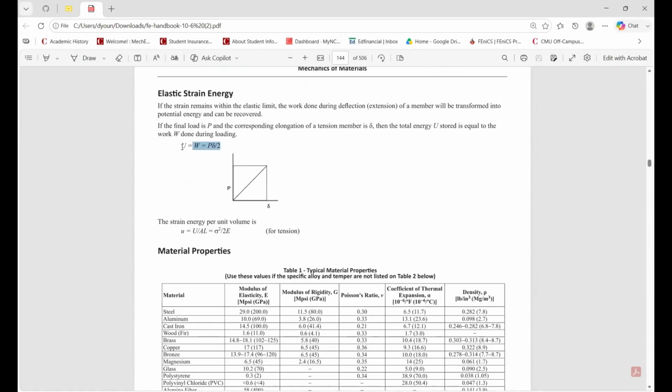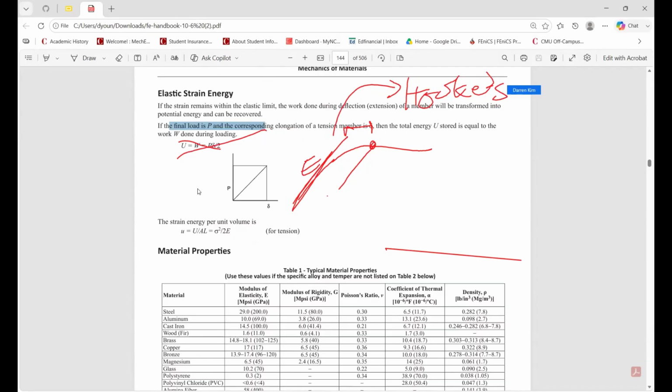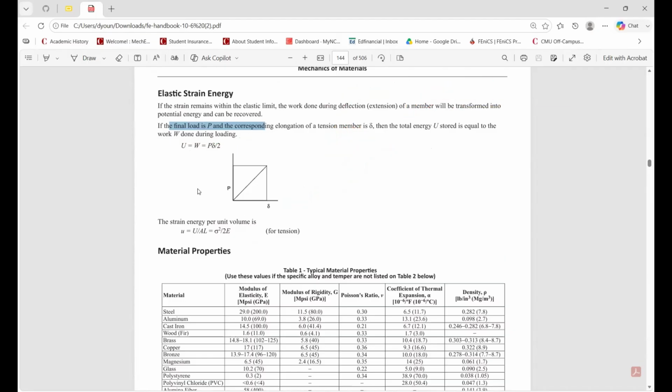Ah, here it is. This is elastic strain energy. If the strain remains within the elastic limit, the work done during the extension of the member will be transformed into potential energy and can be recovered. So if you're above the elastic limit, you're done. But if you're in the linear section and not in the deformed region, you can use this. If you go over the limit and come back, you can't use this equation anymore because you lost energy. But here is where Hooke's law can be used, and if Hooke's law can be used, we're all good.